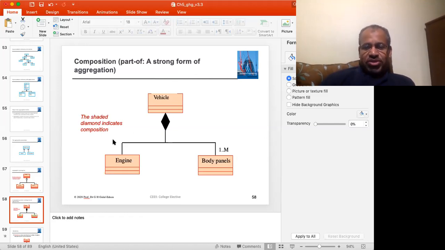Why is it stronger? Because an engine cannot be in more than one vehicle at any one time. It's composition. It's like physical composition. It cannot be in more than one vehicle at any one time. Same thing for body panels. Like the boot or the door panels cannot be in more than one vehicle at any one time. And again, we have something about multiplicity here to say you can have at least one to many body panels present in any one vehicle.